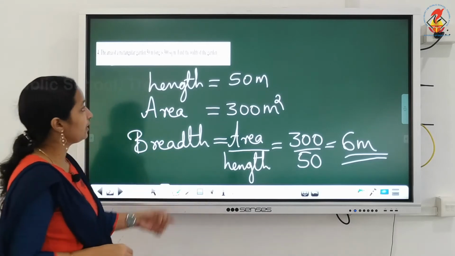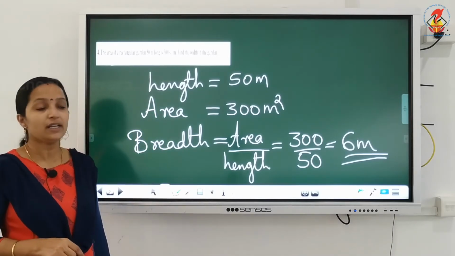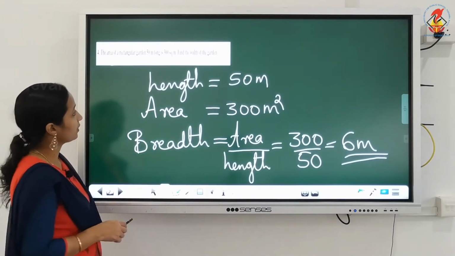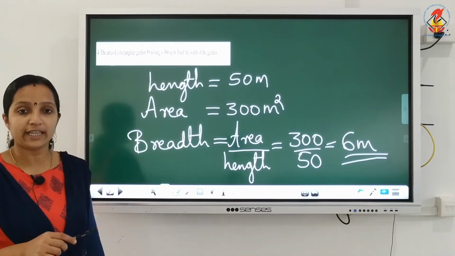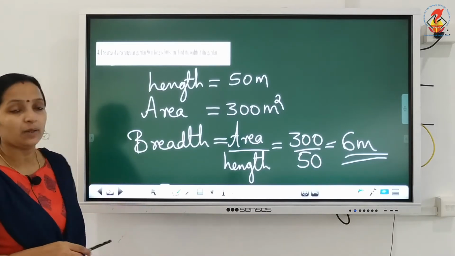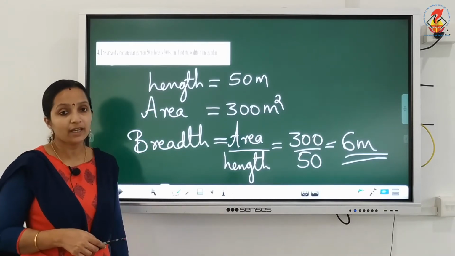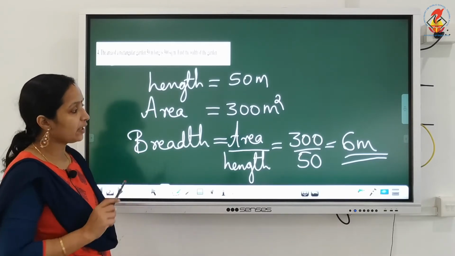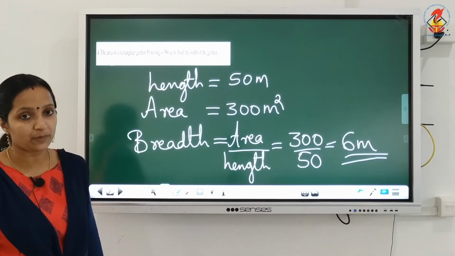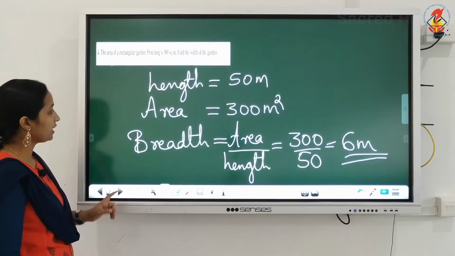So what is the breadth of this particular rectangular garden? 6 meters. So what is given there in the question? Length is given, area is given, and we have to find the breadth, and we know how to find the breadth by using the formula area by length. Okay. So what answer we got here? 6 meter. I hope this answer is clear. Now move to the next question.